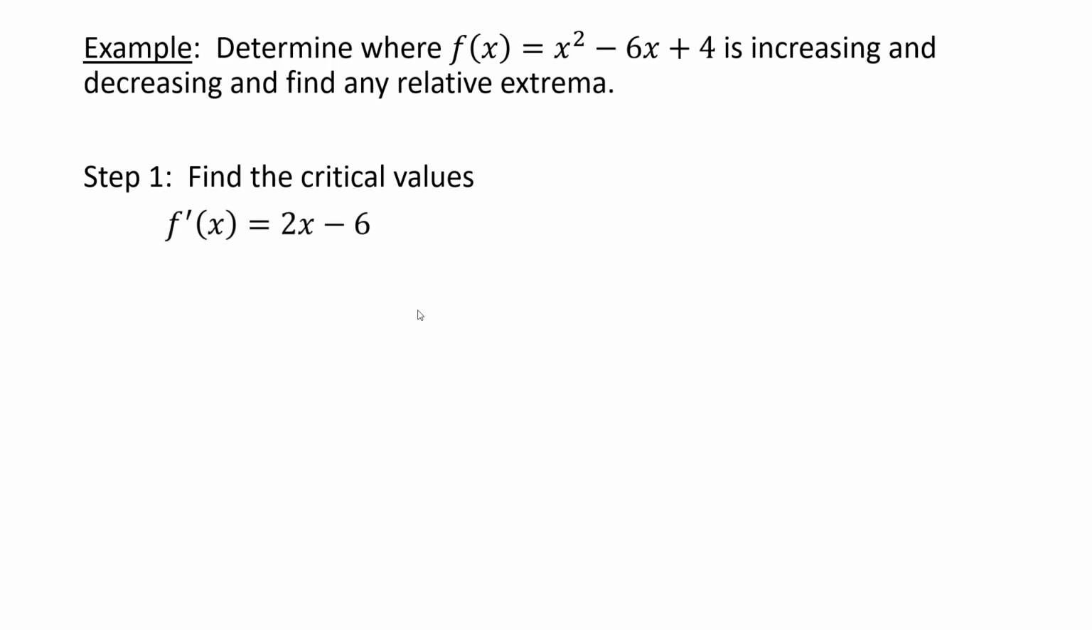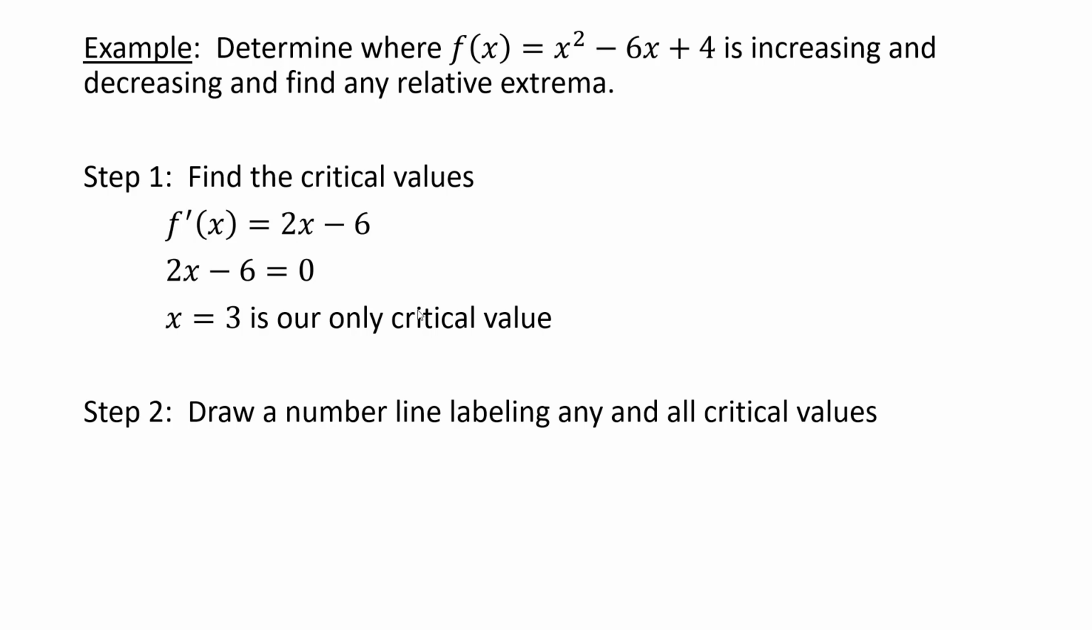So the first thing I'll do is find my derivative, 2x minus 6. 2x minus 6 is never going to be undefined, so I'll set it equal to 0. Solve for x, and I get x equals 3 as my only critical value. So that's step 1, to find those critical values. Step 2, I'm going to draw a number line labeling any and all of my critical values. So I'm going to label them in order on this nice number line, from negative infinity to positive infinity, highlighting the one critical value I have, which is 3.